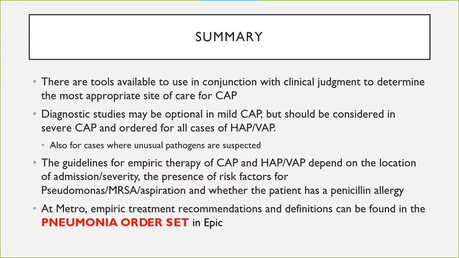The guidelines for empiric therapy for CAP and HAP depend on the location of admission and the severity of disease, as well as the presence of risk factors for Pseudomonas, MRSA, or aspiration, and whether the patient has a penicillin allergy. And as I've mentioned several times, the empiric treatment recommendations can be found in the pneumonia order set in EPIC, which has just been updated by Dr. Hecker, and a lot of other people worked on that too.